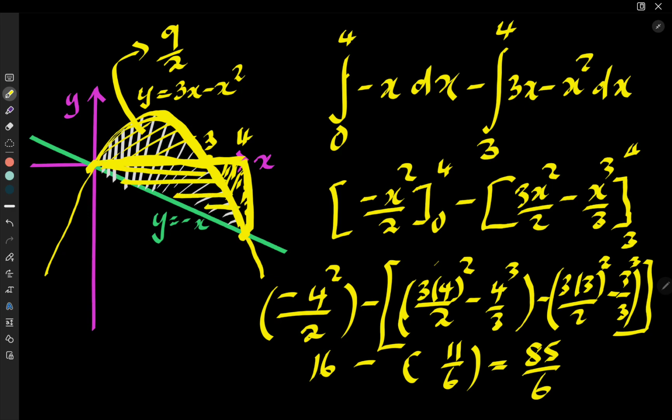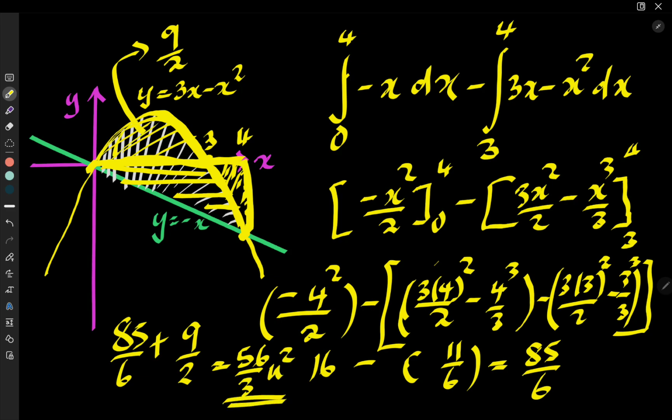Then this can be added to 9 over 2. So 85 over 6 plus 9 over 2 gives you 56 over 3 units squared. Therefore, this whole area, the shaded region, now the diagram is a mess, will be equal to 56 over 3 units squared.